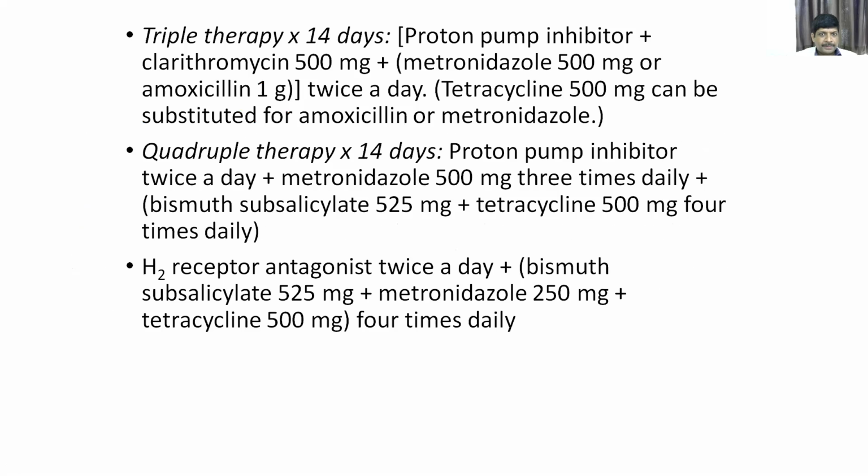This is important because of H. pylori infestation. We have mainly two types of treatment, the triple therapy for 14 days or quadruple therapy for 14 days. Three drugs are given: a proton pump inhibitor plus clarithromycin plus metronidazole or amoxicillin, any one of it, twice a day. And in the quadruple regimen, metronidazole, bismuth subsalicylate, tetracycline four times a day. So you need to remember which group of drugs are given in the H. pylori regimen and which specific drug of which group is given for how many days.